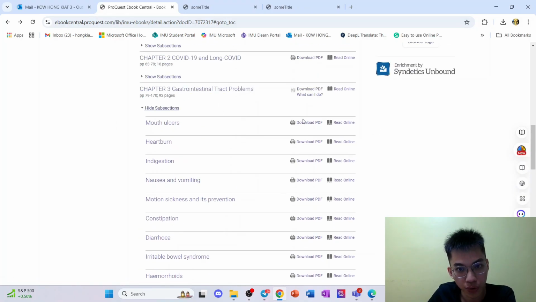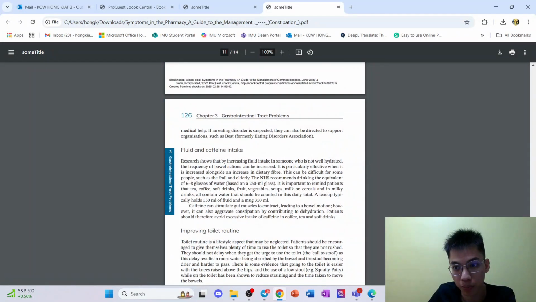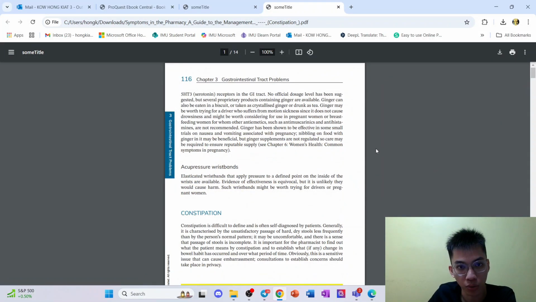So basically, you can choose to download the PDF of each subsection instead. If you are not interested in downloading the entire topic, you can choose to download each of these subsections separately as well. Just for an example, here is an example of the subsections downloaded.